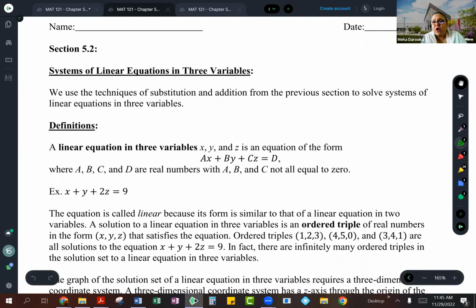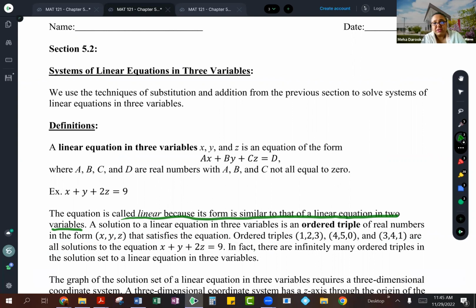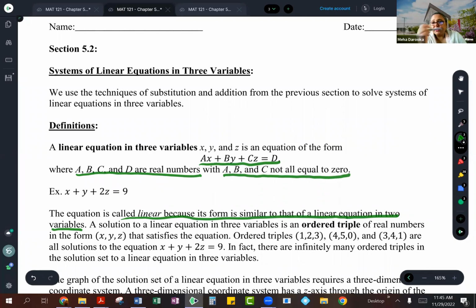The only reason we call them linear is because they look very similar to the linear equations in 2 variables, but your graphs are not going to be straight lines here. So a linear equation in 3 variables, x, y, and z, is going to have this form: ax plus by plus cz equals d, where a, b, and c will be your real numbers, and we don't want all 3 of a, b, and c to equal 0, because if each one of these numbers is equal to 0, then your variables x, y, and z will all disappear, and obviously we don't want that. So just an example of what this equation might look like.